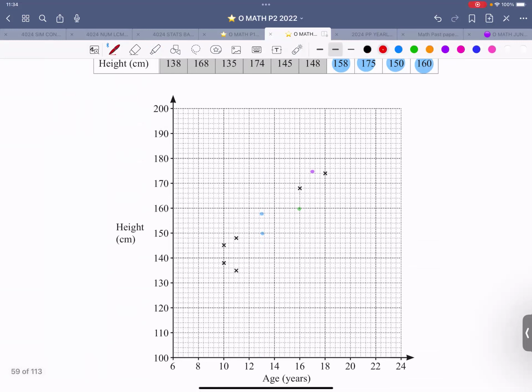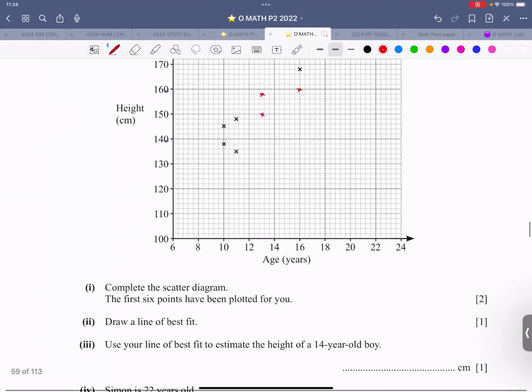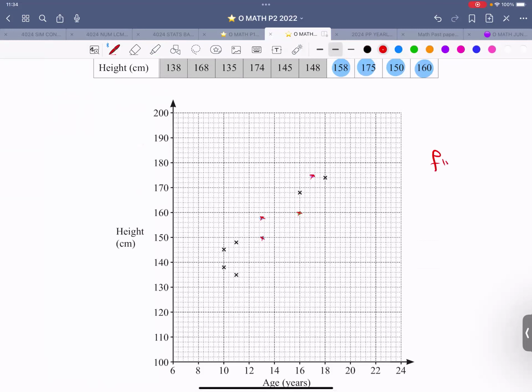It's better that you draw small crosses because crosses are more visible than dots. So now this thing is done. First dot, then cross. Let me write it. First dot, then cross to make it more visible.